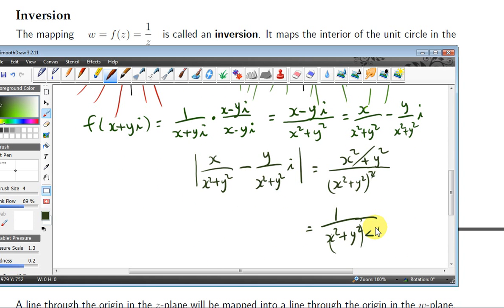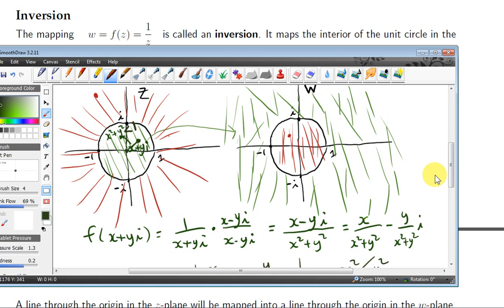So 1 divided by a number that's less than 1 is obviously greater than 1. So the modulus of the image of this point is greater than 1. So the image of this point must be outside the unit circle. Actually, you can see that the x value of this point is related to this here. It's just x is scaled down by this quantity.